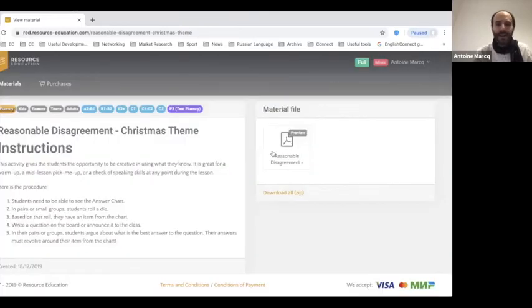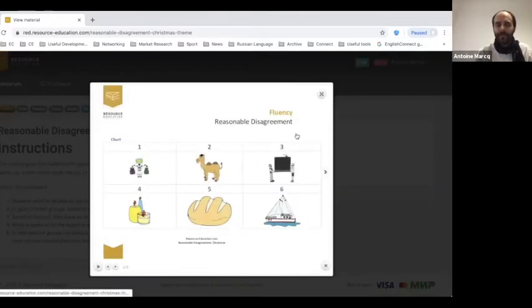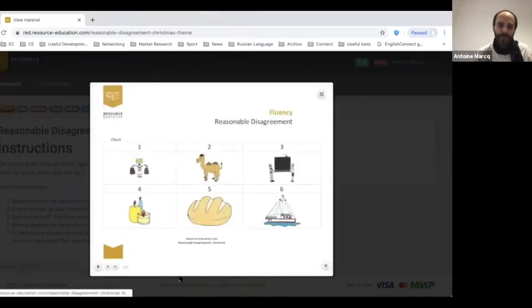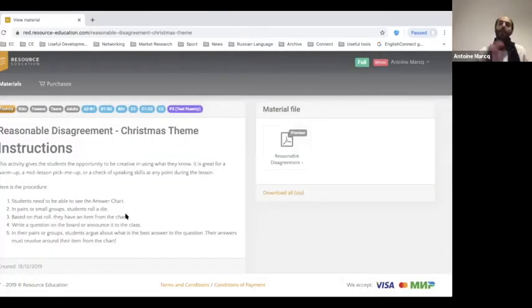So if I roll a die, 5. My answer is bread. You roll a die, 2. Your answer is camel. So without even giving the students the question, they already have an answer. And only then do you write a question on the board or announce it to the class, and in their pairs or groups, students argue about what is the best answer to the question, given the answers that they've already selected.